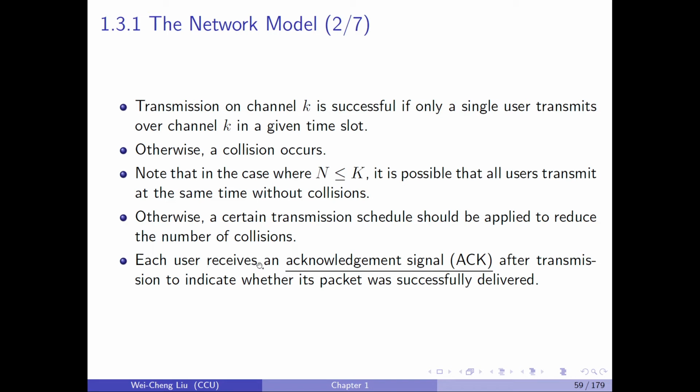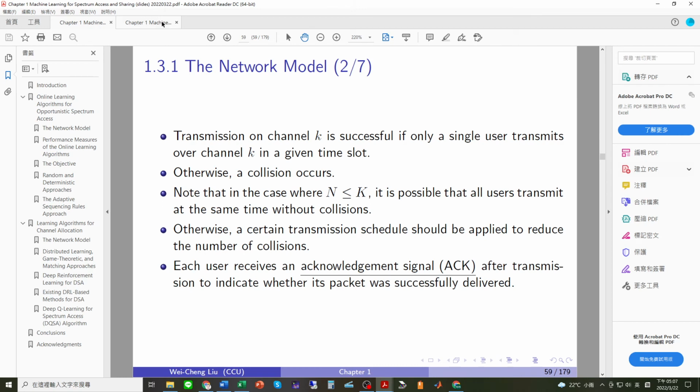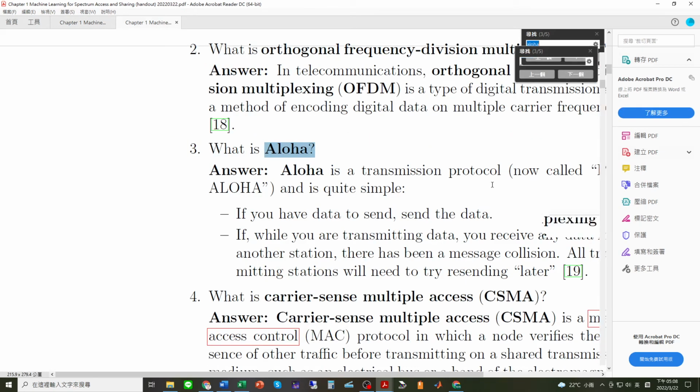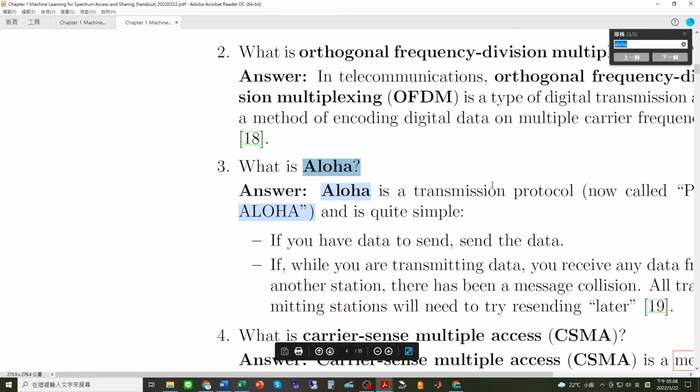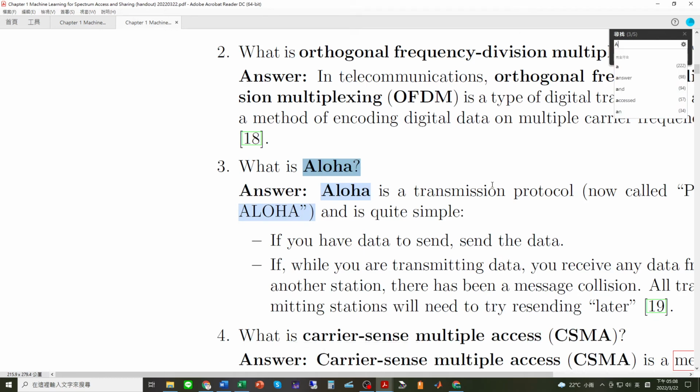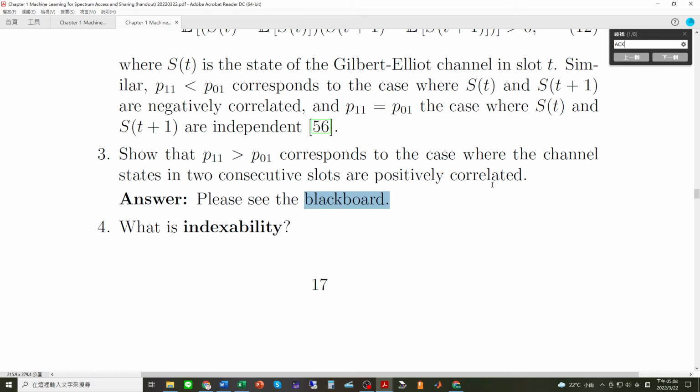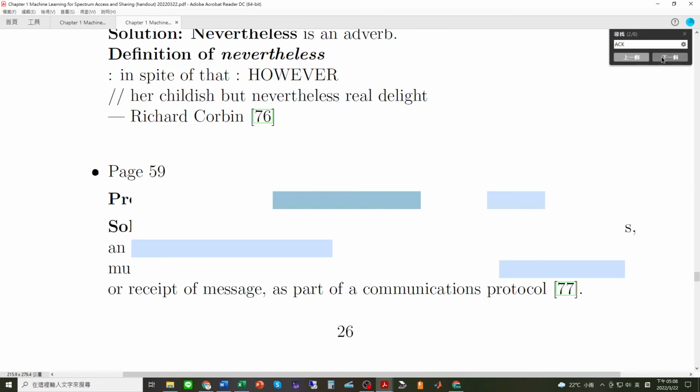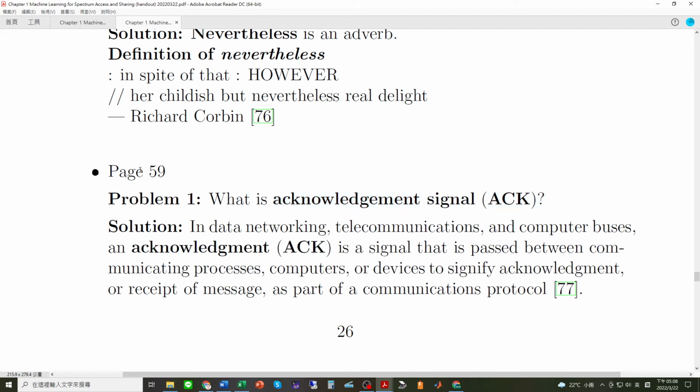Each user receives an acknowledgement signal, ACK. Okay, what is the acknowledgement signal, ACK? Let us see the handout. Search for ACK. Okay, here. Page 59, problem 1. What is acknowledgement signal? ACK.